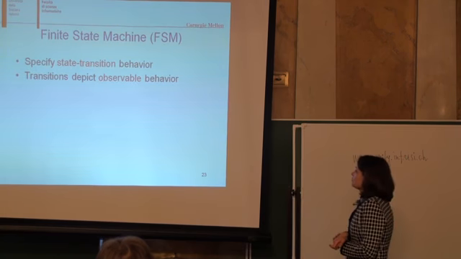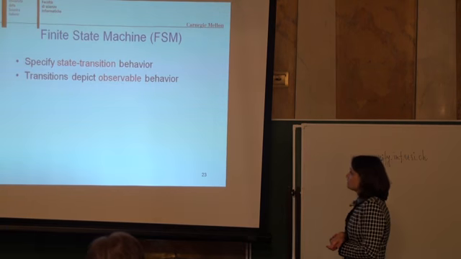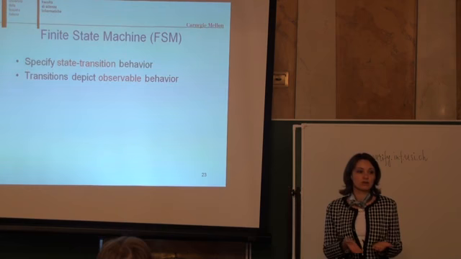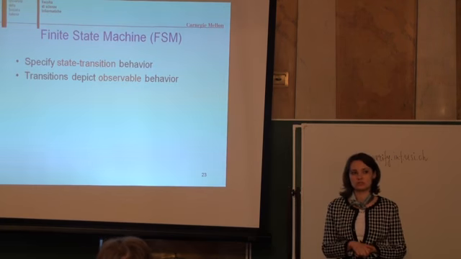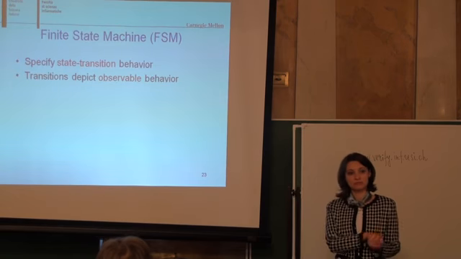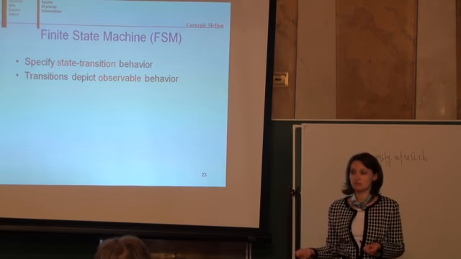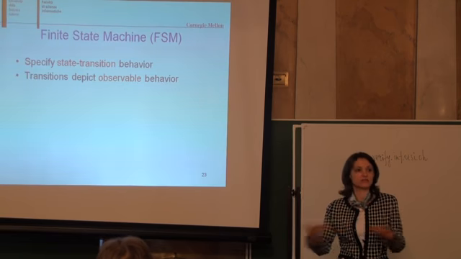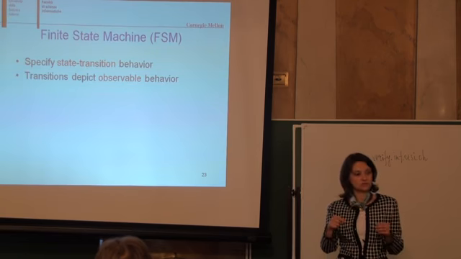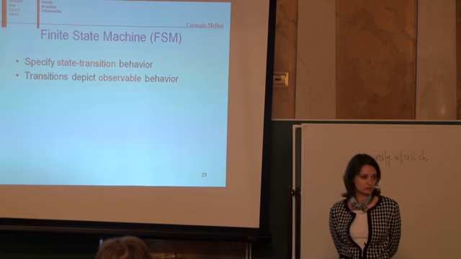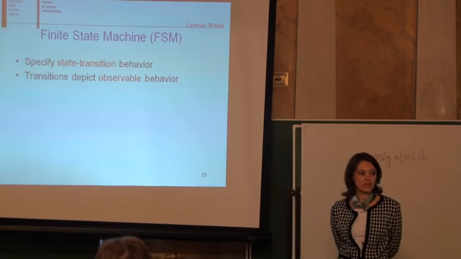Okay, so in the finite state machines, I have a state transition behavior, right? So I have a graph, I have nodes, and I have transitions between the nodes. And the transitions essentially depict the observable behavior of my system. My system is executing some particular functionality, and the transition exactly captures this fact. Something is happening, right? The behavior, the execution is captured by these transitions.